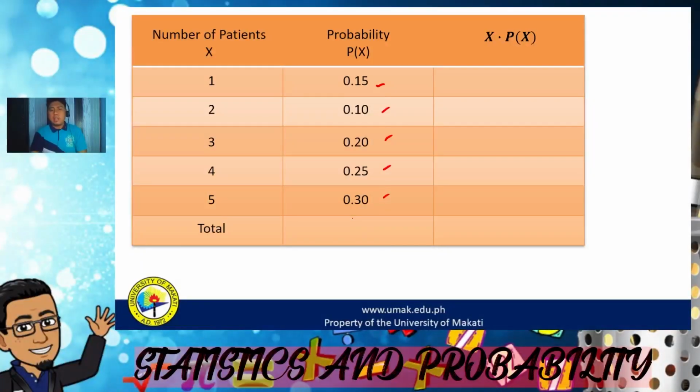Okay. Now, second step is to multiply our random variable by probability. So 1 times 0.15 is 0.15, and 2 times 0.10 is 0.20, 3 times 0.20 is 0.60, 4 times 0.25 is 1, and 5 times 0.30 is 1.5. And then after multiplication, we already have our products. You have to get the sum of all these products. And if you're going to take that, that is 3.45.